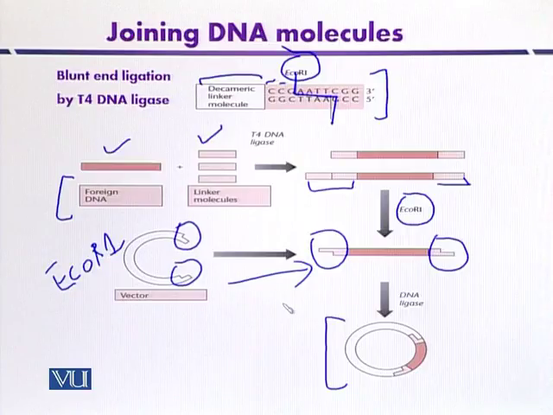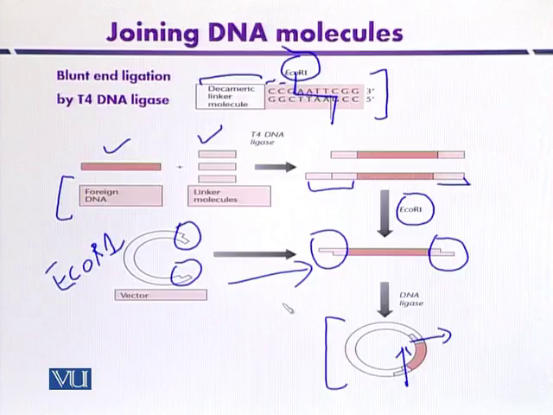One of the advantages of using a linker molecule is that when we transform it into a suitable host organism, it will replicate there. Sometimes if we want to isolate our gene of interest or the foreign DNA, because it contains the target site for EcoR1, it can be treated with the EcoR1 restriction enzyme, so this foreign DNA can be excised again.